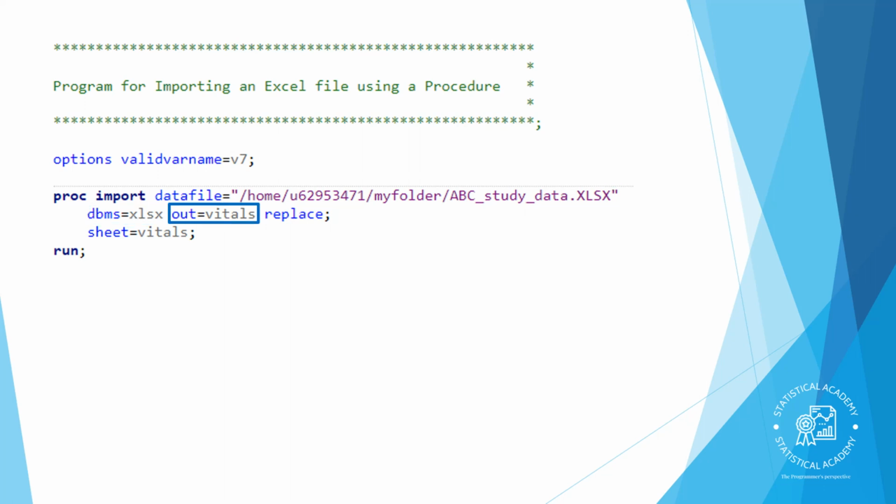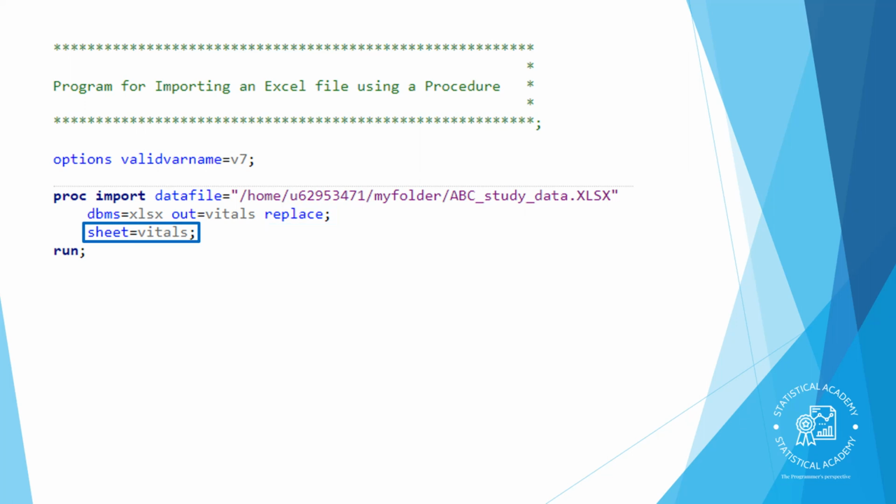And we use the OUT equal to option in order to provide the name of the SAS dataset that we want to create. Here we are creating the dataset vitals. Finally, the REPLACE option. If I run this program more than once and the vitals import dataset already exists, it will simply be replaced. PROC import can read only one spreadsheet at a time.